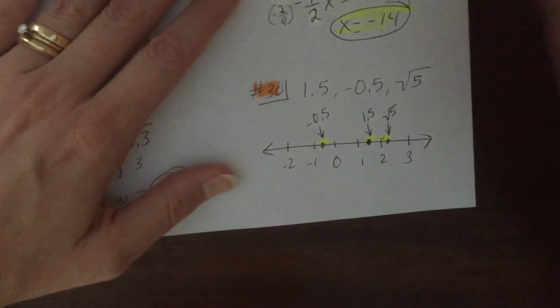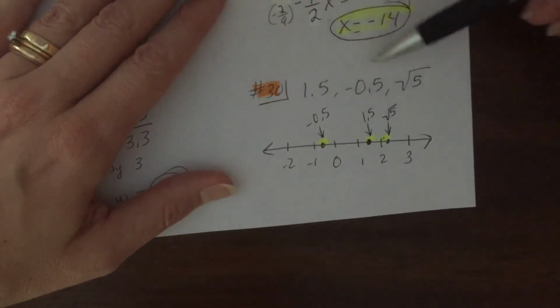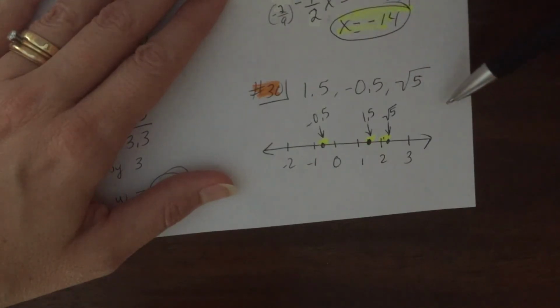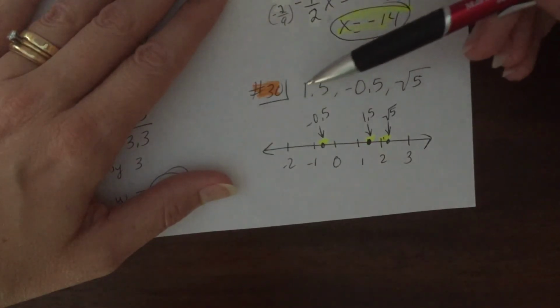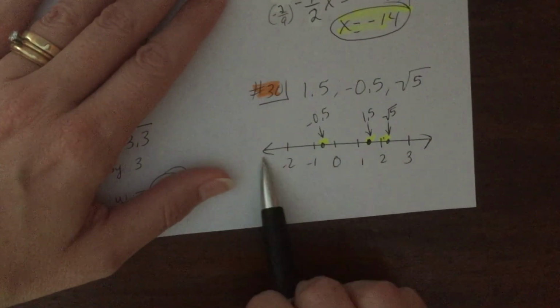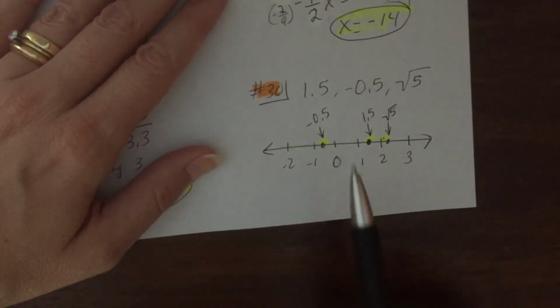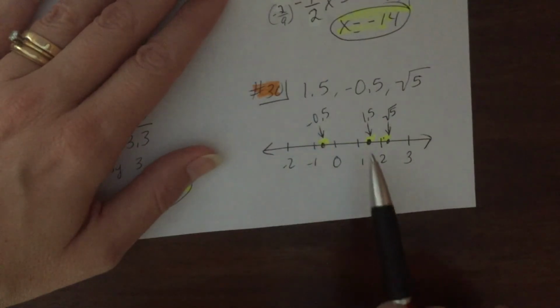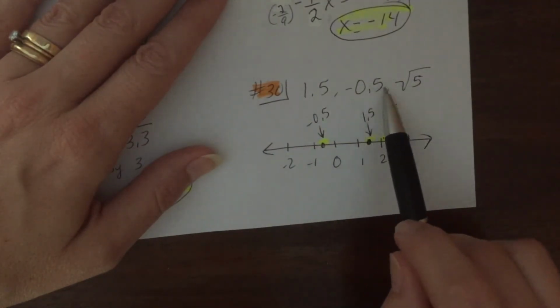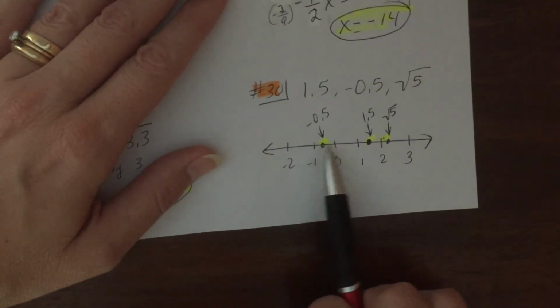Last one. They want us to put 1.5, negative 0.5, and radical 5 on a number line. So I made my number line. I just went 3 to the right and several to the left of 0. So 1.5 I know is halfway between 1 and 2. So here's 1.5. Negative 0.5 is halfway between 0 and negative 1. So negative 0.5 is here.